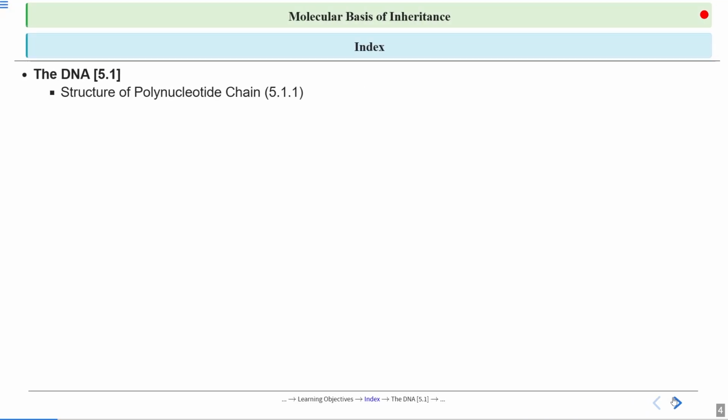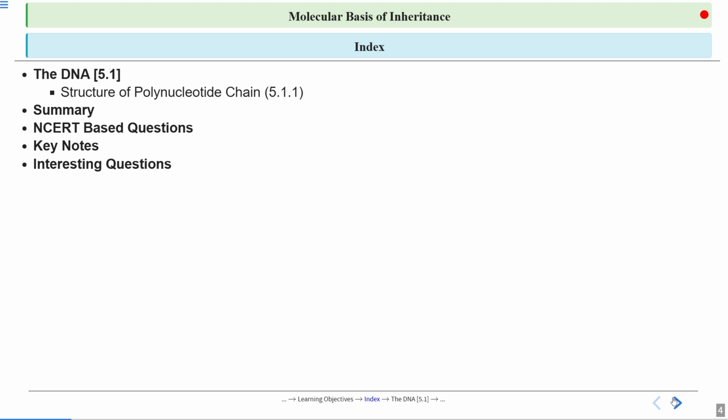Then today's index is like this. We are going to cover the DNA, which is the 5.1 session of this chapter, and then we will talk about its first subsession, that is the structure of a polynucleotide chain. Then we will talk about the summary, whatever we are going to learn in the whole class, we will summarize it. Then there will be some NCERT based questions, followed by keynotes, and then interesting questions that you are going to solve yourself. So now let's come to the chapter.